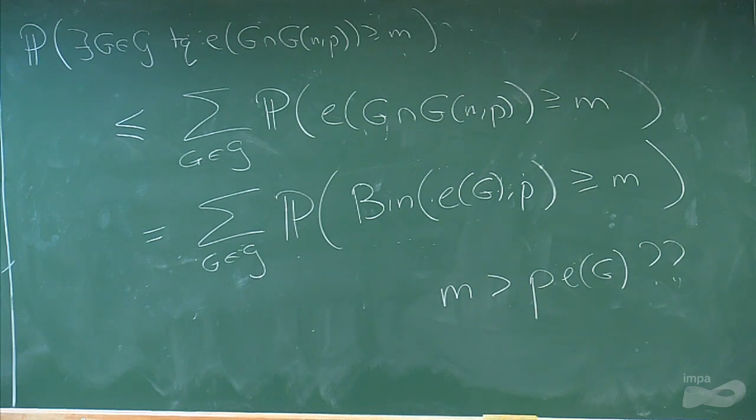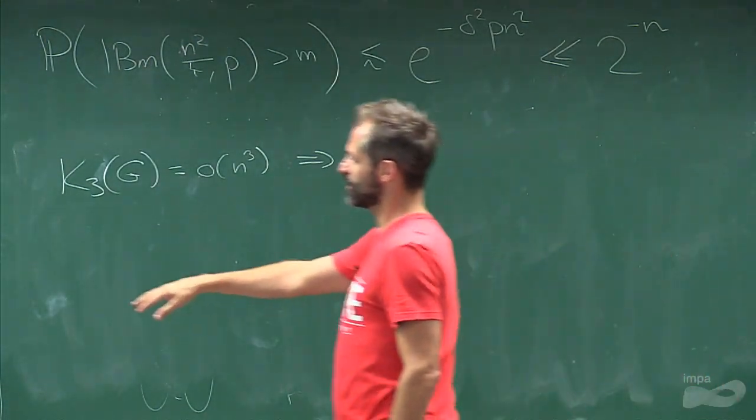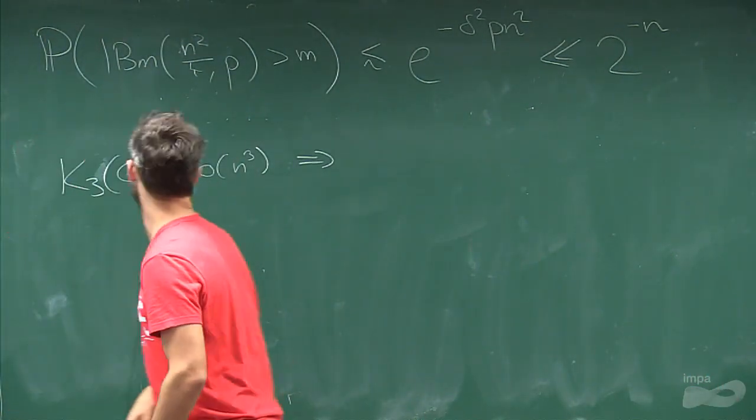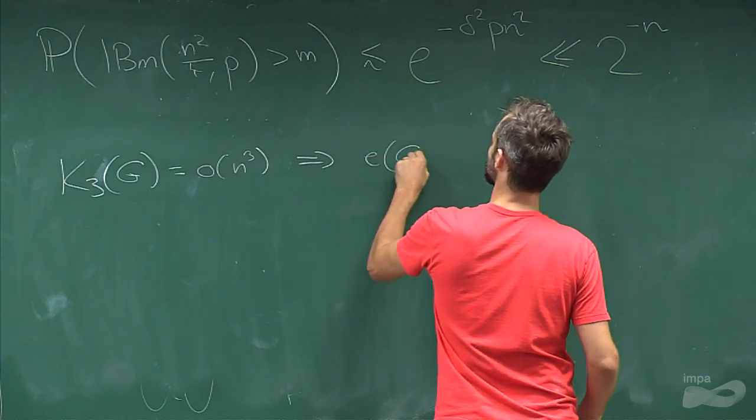What do you know about G? It has a few triangles. So what does that tell you? The number of triangles in G is little o(n) cubed. Tells you what? We would like to know the number of edges in G is not too big. That implies the number of edges of G is at most what?